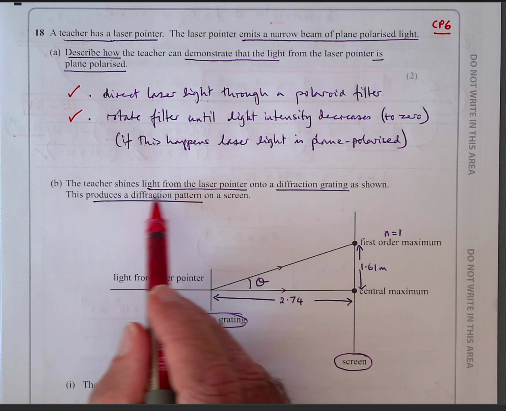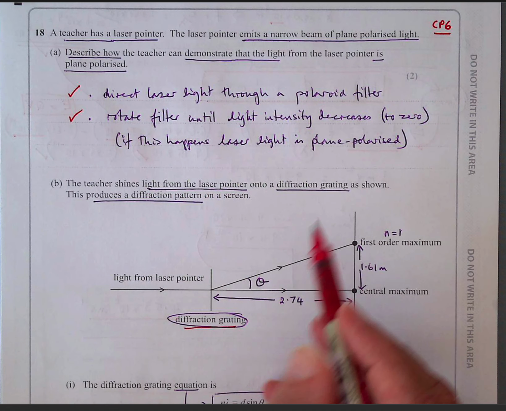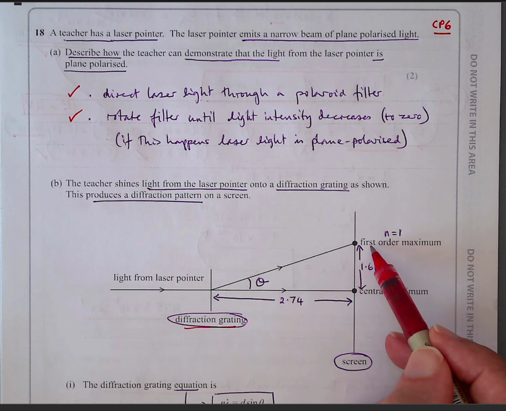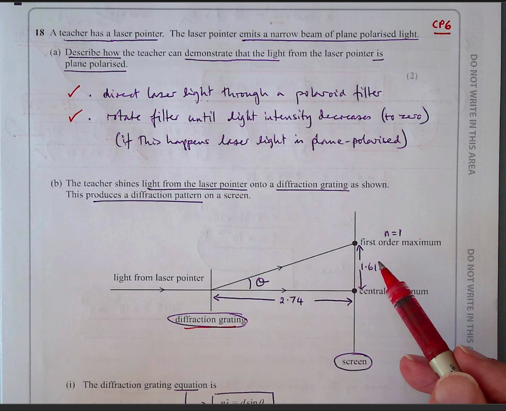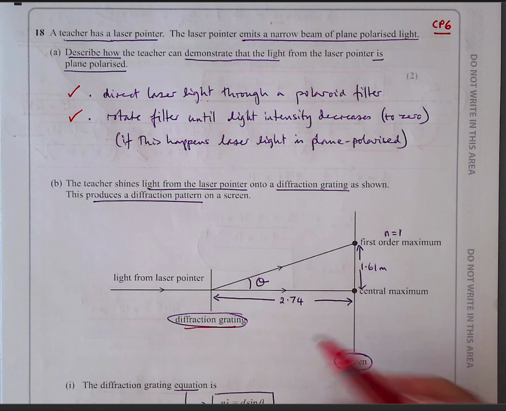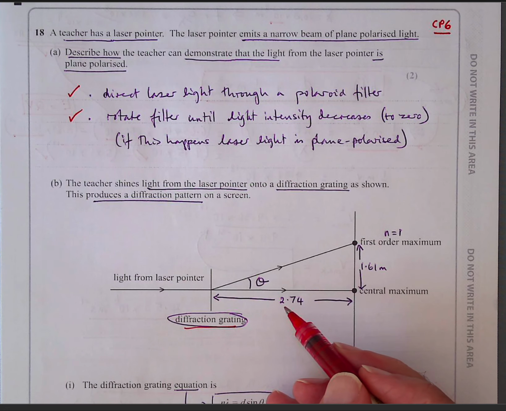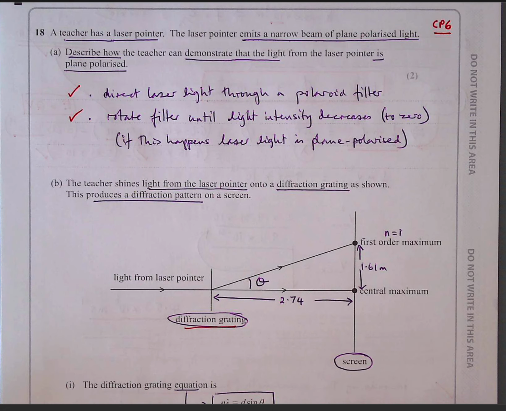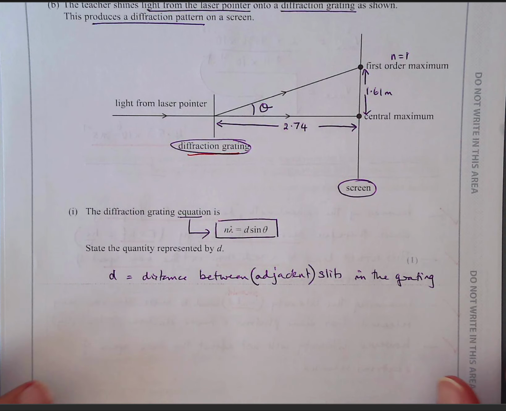So the teacher then shines the light from the laser pointer onto a diffraction grating. Yeah, so there's the diffraction grating. As shown, this produces a diffraction pattern with a central maximum in the center and the first order on each side. So they have only shown the one to the top of this diagram. Okay, so we have the theta, and in the next part of the question they've given you this distance and they've given you this distance for you to be able to determine the data you need to be able to use the equation. Okay, so what is the equation? You should know that if you are revising for your exam.